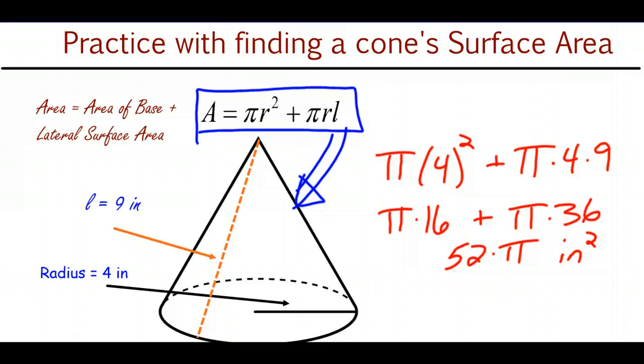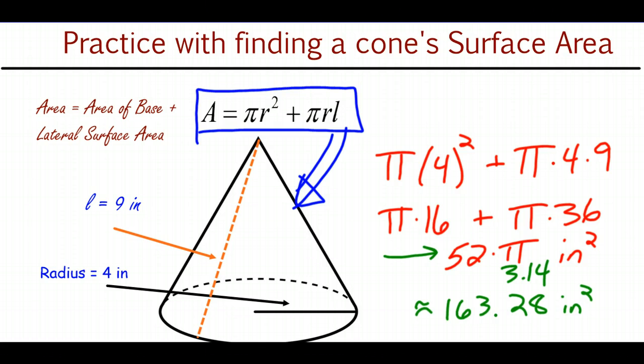So if we substitute in 3.14 for pi to find the approximate area, we end up with 163.28 square inches as the approximate area. So this one is exact, and this one is approximate. Depending on what we're looking for, either could be correct. So now we're going to go ahead and do 2 practice problems with pyramids and 2 practice problems with cones.